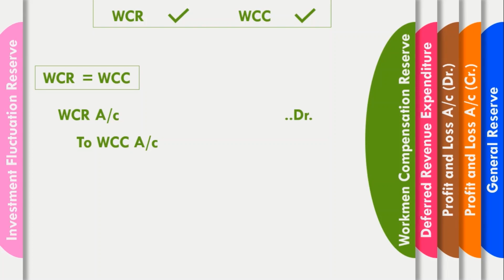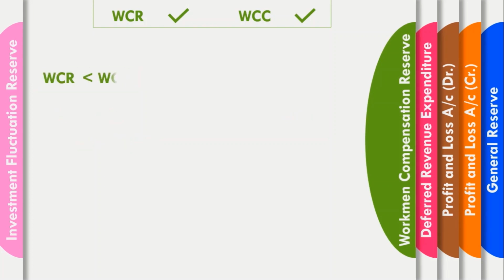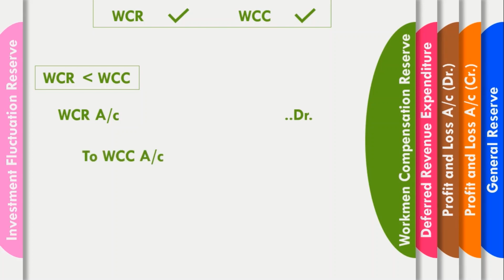Now if workmen compensation reserve is less than workmen compensation claim, so here also first we will debit workmen compensation reserve account. Then we will credit workmen compensation claim account. But as we see, the amount on the credit side is more, so we have balance left on the debit side, and debit is loss for us, so we will debit the valuation account.